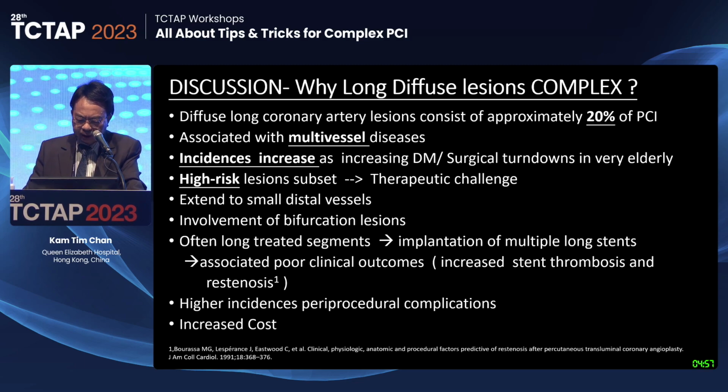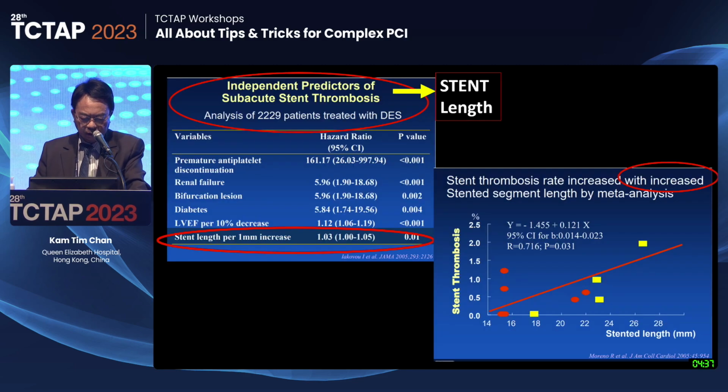It creates a therapeutic challenge, and most of these lesions extend to small distal vessel involvement and bifurcation, and we need to treat these long segments by multiple long stent implantation, which tends to associate with poor long-term clinical outcome, stent thrombosis and restenosis. Again, there is a high incidence of periprocedural complications, not to mention the cost.